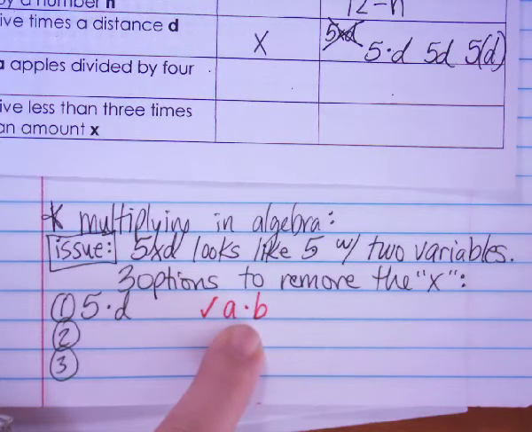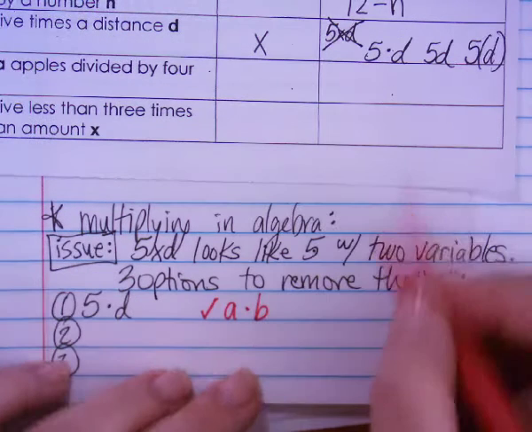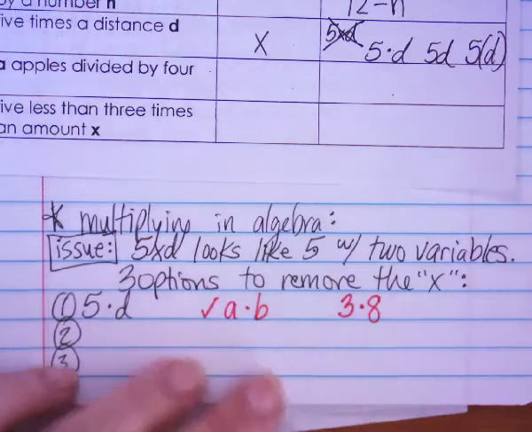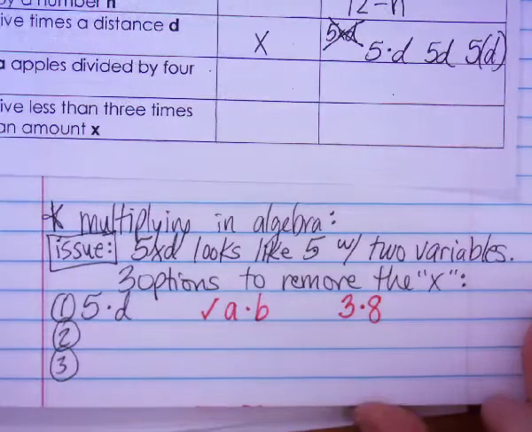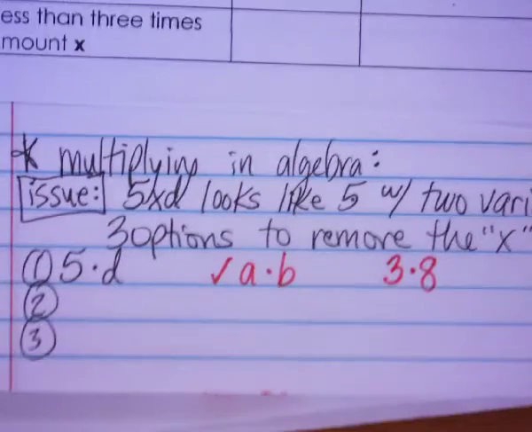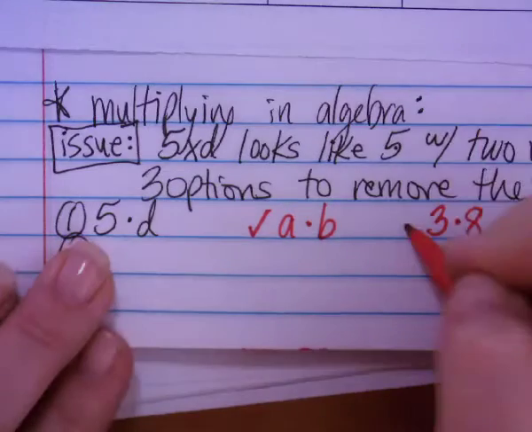Okay, your best way would be A, B, right next to each other. But it's correct. Now let's use numbers. What if I did 3.8? Is that legal in algebra? No. Or does it say 3 times 8? Yes, that's what I'm looking to know. So yes, that one works as well.